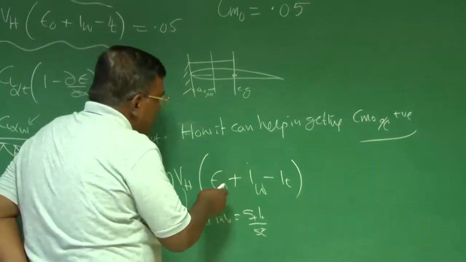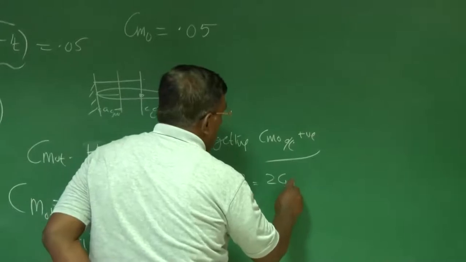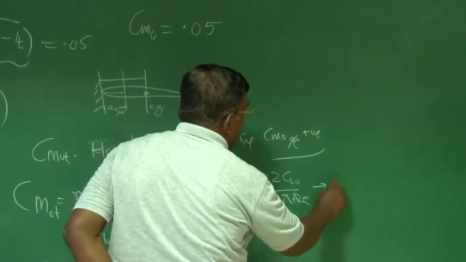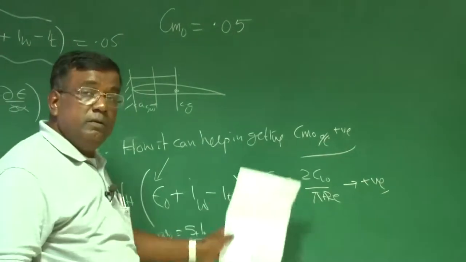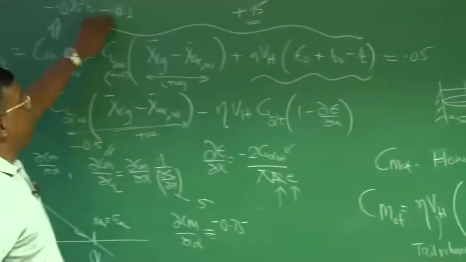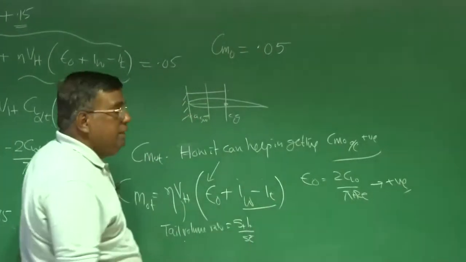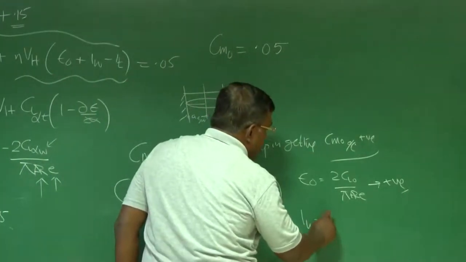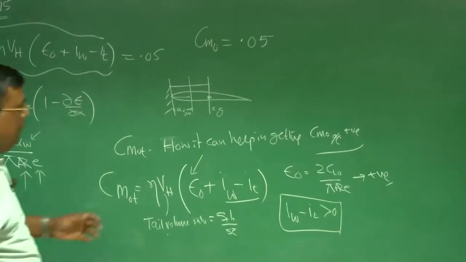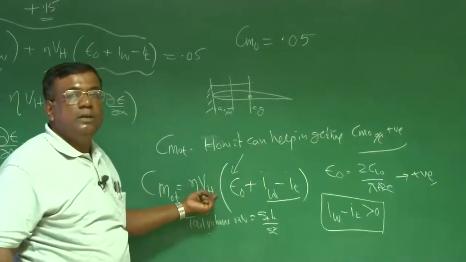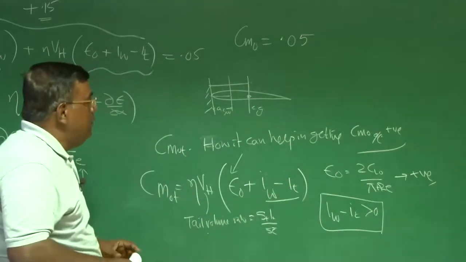But look here. For a cambered aerofoil, epsilon naught will be 2 CL naught by pi aspect ratio E approximately. So this will be a positive number. If it is more cambered, then this epsilon naught will be more positive. But more cambered means CMAC is also becoming large negative. Then you have IW minus IT. The message is, as long as you keep IW minus IT greater than 0, it will give you positive Cm naught, isn't it? And you can scale it up by increasing the value of VH. So if I increase tail volume ratio and if I increase this difference, then Cm naught of the aircraft will become more and more positive. So what is the meaning in terms of design?